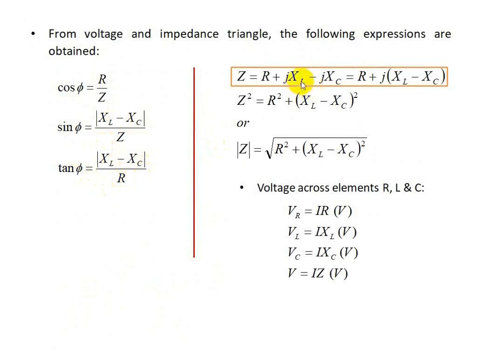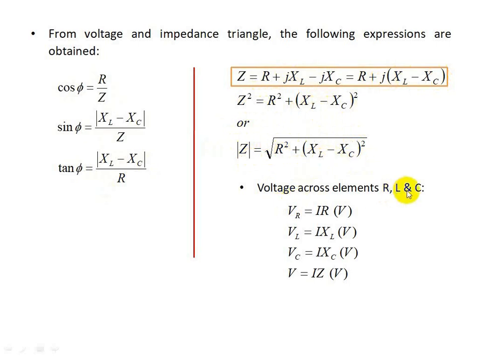So coming to the impedance in rectangular form, it can be written as R plus, for inductive reactance, plus jXL, for capacitive reactance, minus jXC. So this in turn can be written as R plus j into XL minus XC. So the magnitude we can write, Z square as R square plus XL minus XC whole square, or the magnitude of Z will be under the root of R square plus XL minus XC whole square. This is the equation for impedance.